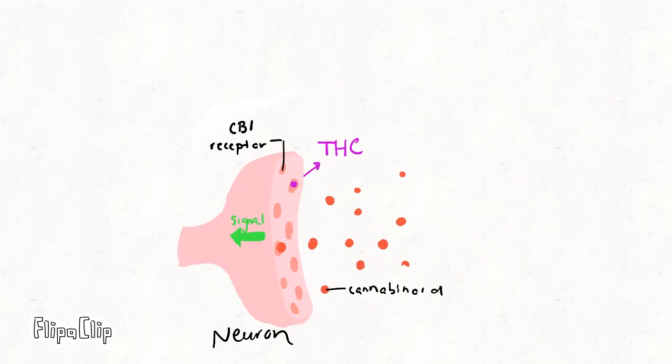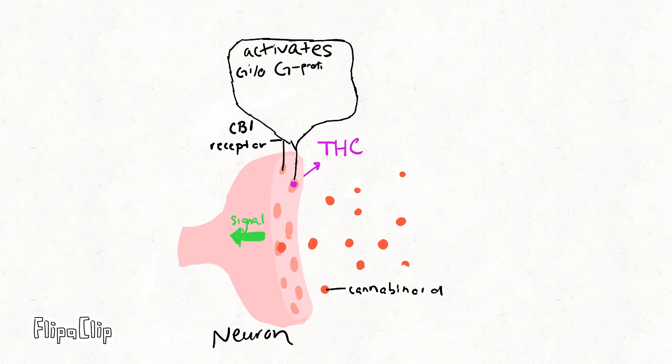When THC binds to CB1, the receptor changes shape. This activates the Gi/o G-protein, which splits into two parts, the alpha subunit and the beta-gamma subunit. These molecules then move through the cell to change its behavior. This sets off a signal transduction cascade.